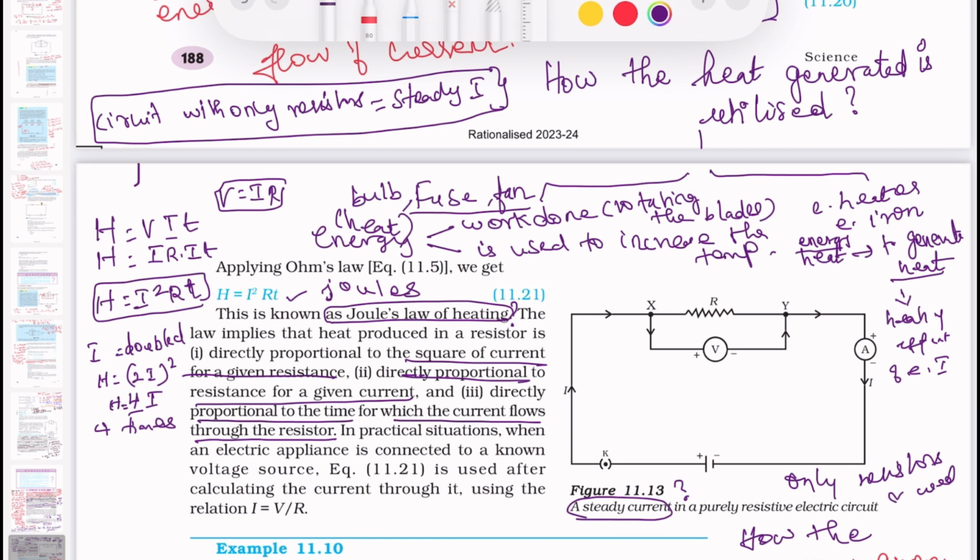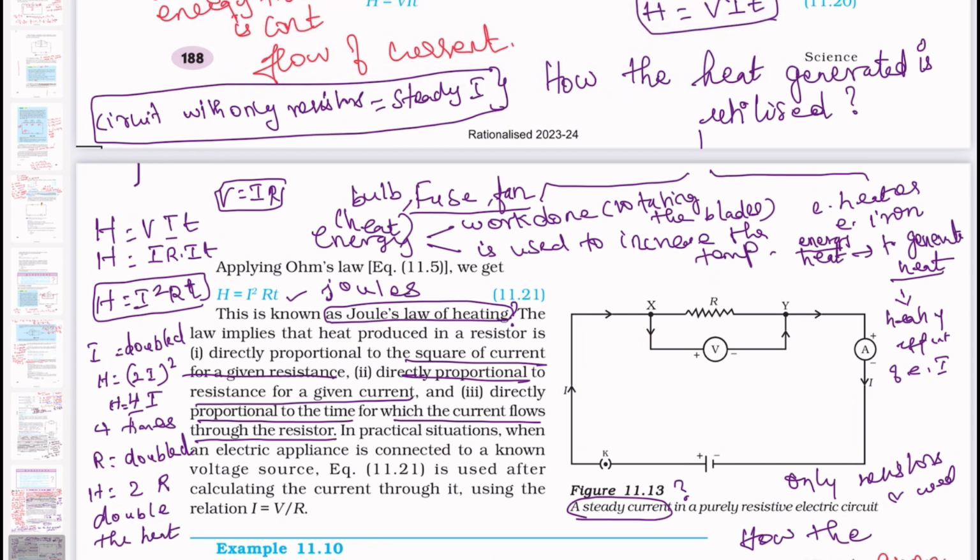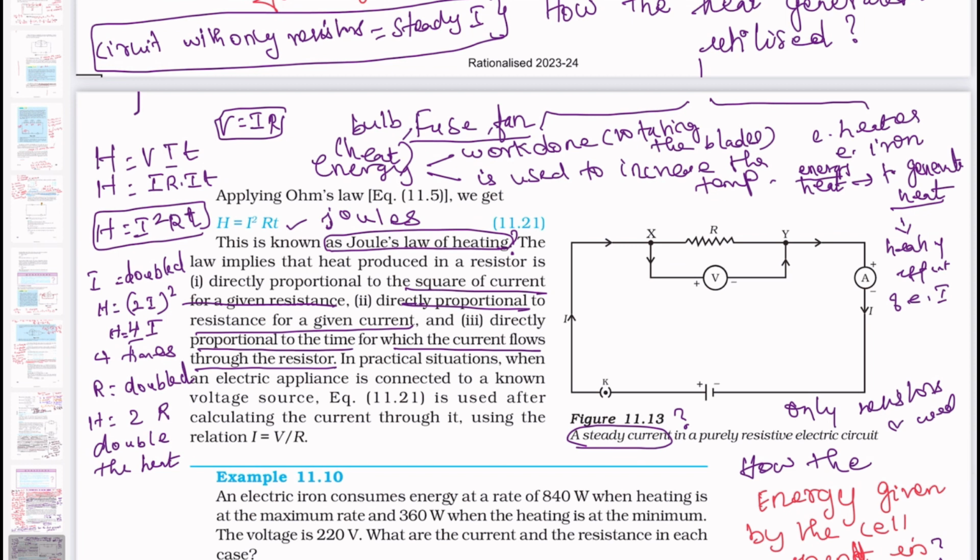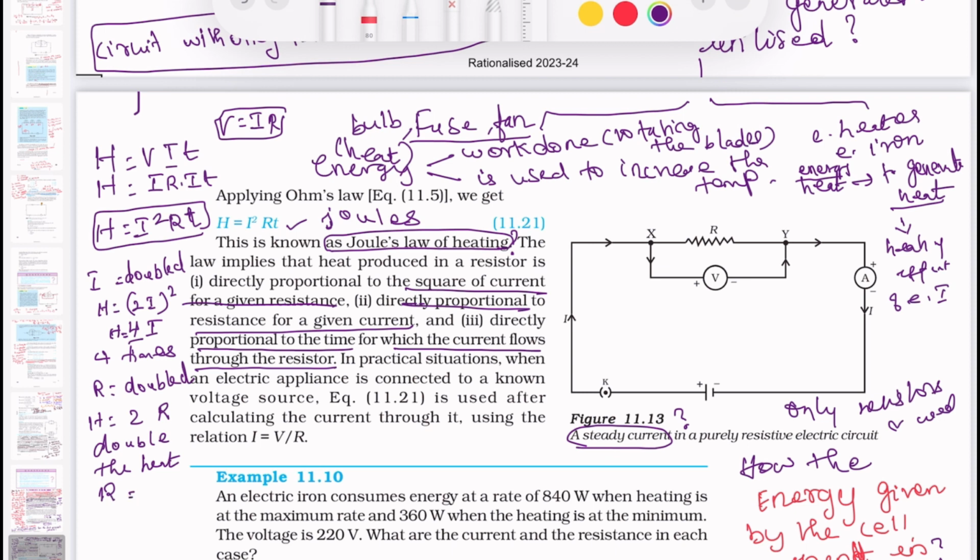Then what happens if R is doubled? Then H is equal to 2R. So double the heat will be produced. Double R means double the heat is produced. Then suppose R is halved. If you halve the R, then only half the heat is produced, because everything is directly proportional.